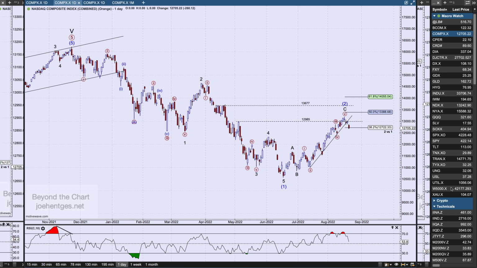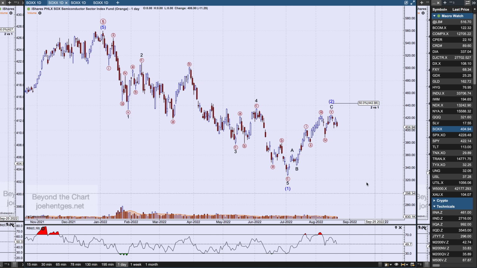Okay, so now let's take a look at the semiconductors. Here's my take on the semiconductors. Very similar to what's going on with the Nasdaq. Why? Well, the technology stocks are a pretty dominant force in the Nasdaq and the Nasdaq 100, etc. So again, I think we've got 5 waves down in here on the Philly Semiconductor Index. Intermediate wave 1 bottomed a little bit later than the rest of the market, though. I've got this bottoming here on July 5th.